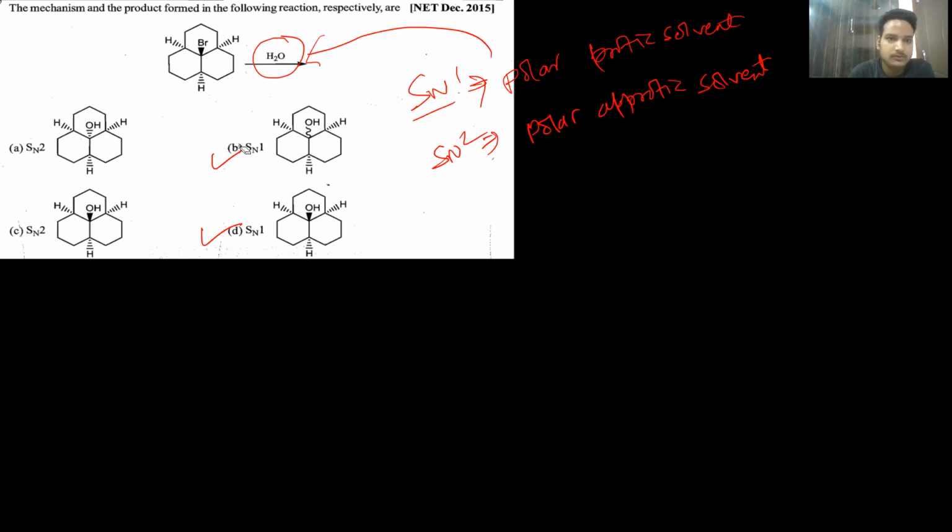I'm going to erase all this. So SN2. H2O is the polar protic solvent. The polar protic solvent goes by SN1. So both SN2 options will be eliminated. Now we have to check either this one or this one. So if the SN1 reaction takes place, what will happen here? This is the formation of the carbocation.